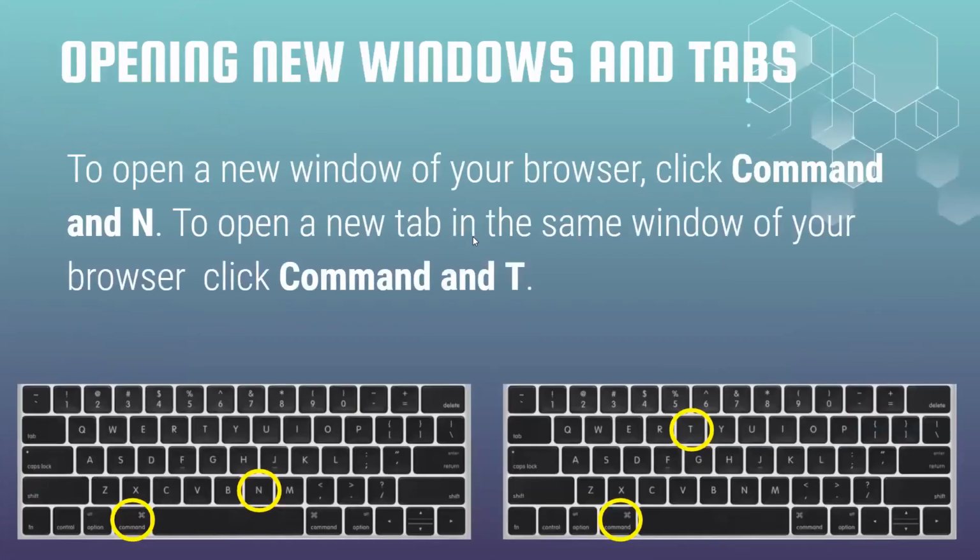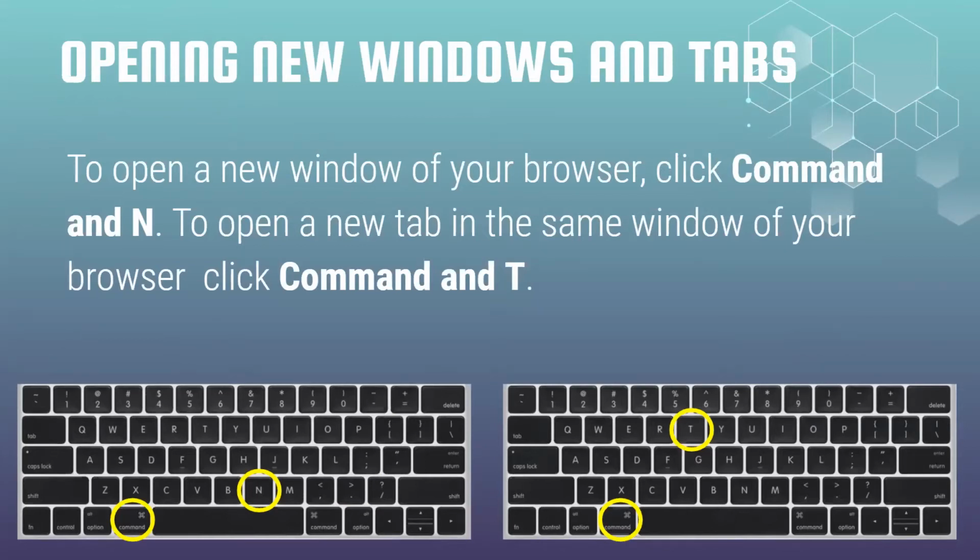Next is opening new windows and tabs. Command N opens a new window of the browser that you're at. So if you're using Chrome and you have 3 tabs open, then you press Command N, it'll open another browser.